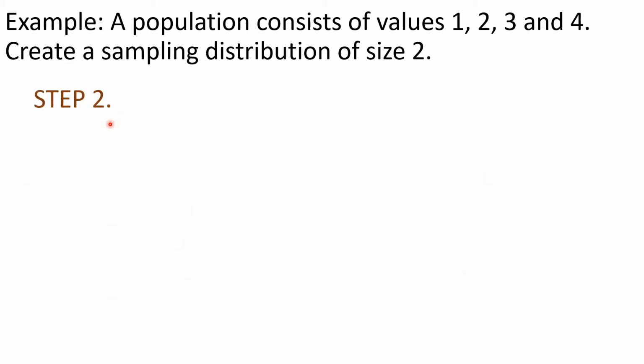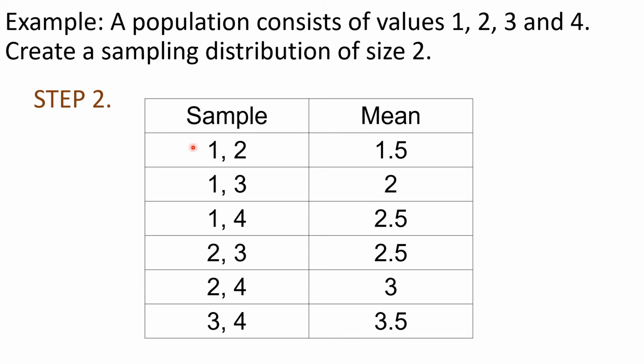Then, let's proceed to step 2. In step 2, we are going to list down all the possible combinations of samples, and then get the mean of each. So, because the sample size is 2, and given these numbers in the population, the possible combinations of the samples may be 1, 2; 1, 3; 1, 4; and then 2, 3; 2, 4; and 3, 4. So there are 6.